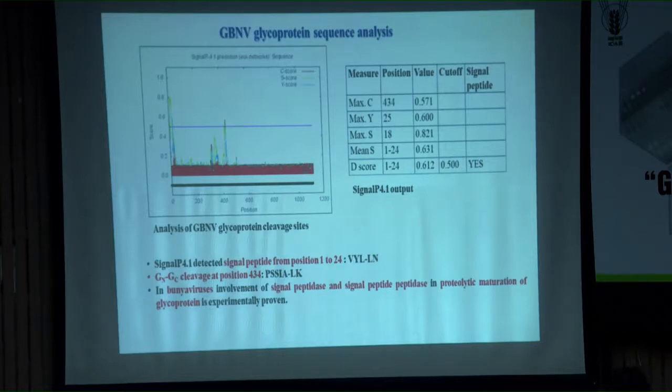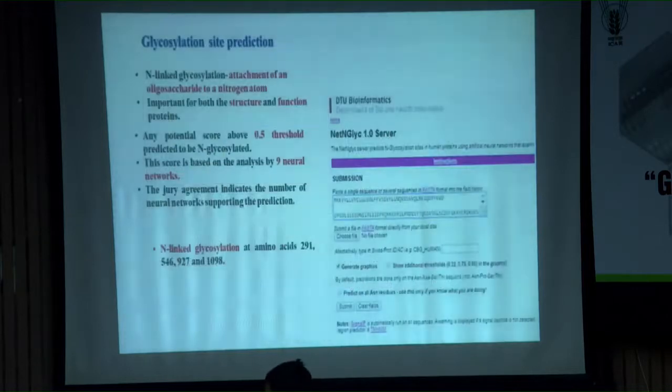Okay, clear? Difficult. Now another is the glycosylation. So there are two types of glycosylation happening in the GBNB glycoprotein sequence. One is N-linked glycosylation, another is O-linked glycosylation. Okay. So first we are showing the N-linked glycosylation.